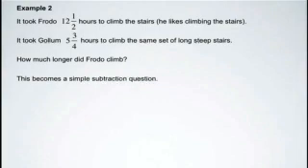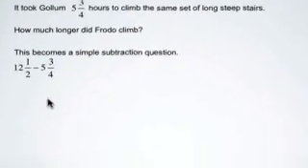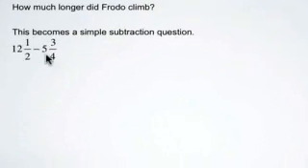So this is just a fairly simple subtraction question. We want to know the difference between the two times. How much longer was Frodo? So I want to take Frodo's time, 12½, and subtract Gollum's time, 5¾. This is a little different than the past examples we looked at because now we have mixed numbers.